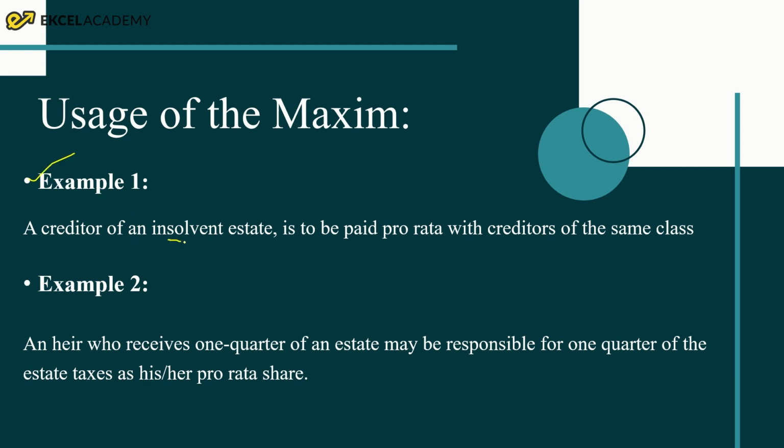A creditor of an insolvent estate is to be paid pro rata with other creditors of the same class. This is also explained where we explain the concept of pari passu, wherein a creditor of the same class shall be ranked pari passu with other creditors, that is, ranked equally or on equal footing. That is to say that whenever a company goes into liquidation or winding up or is in the process of insolvency, then the amount of debt that the company pays back to its creditors should be paid on a pro rata basis.